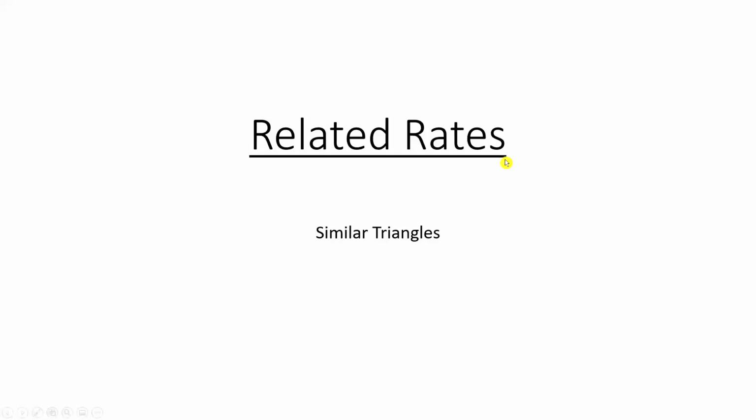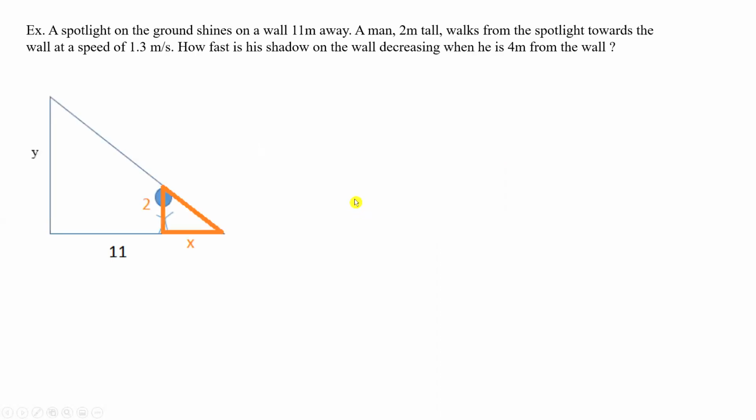This is the last of our examples involving related rates. We're going to look at similar triangles one more time. The spotlight on the ground shines on a wall 11 meters away. A man, 2 meters tall, walks away from the spotlight towards the wall at a speed of 1.3 meters per second. How fast is his shadow on the wall decreasing when he's 4 meters from the wall?